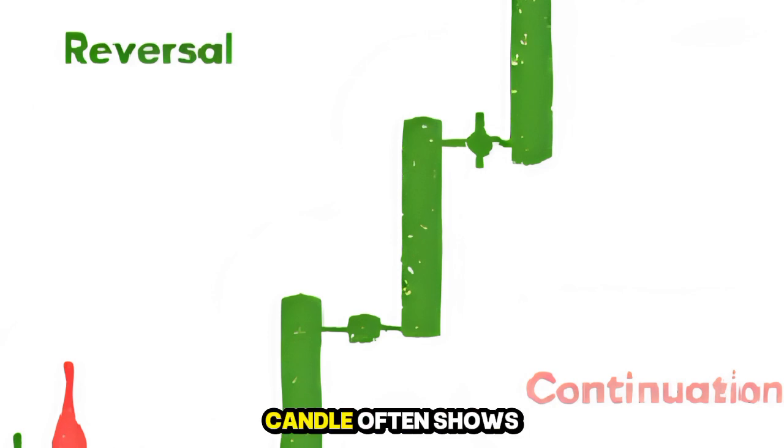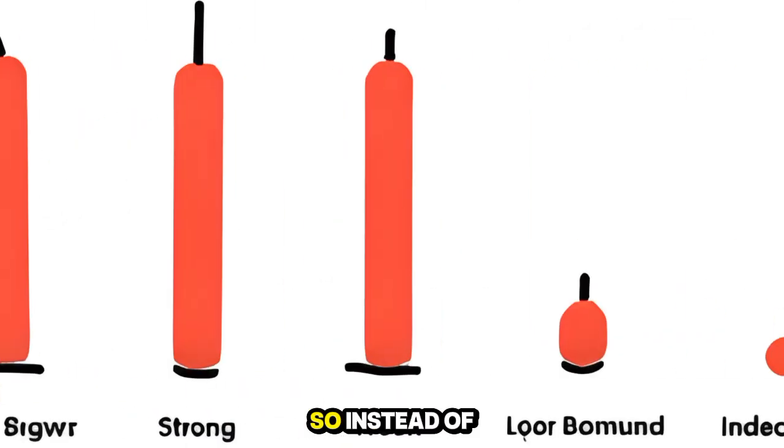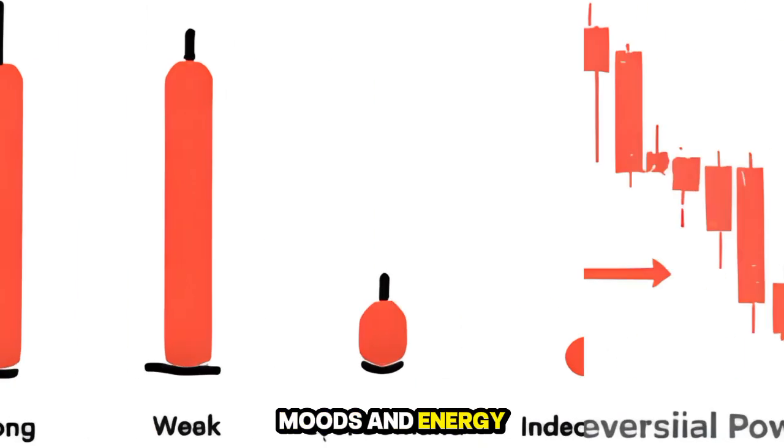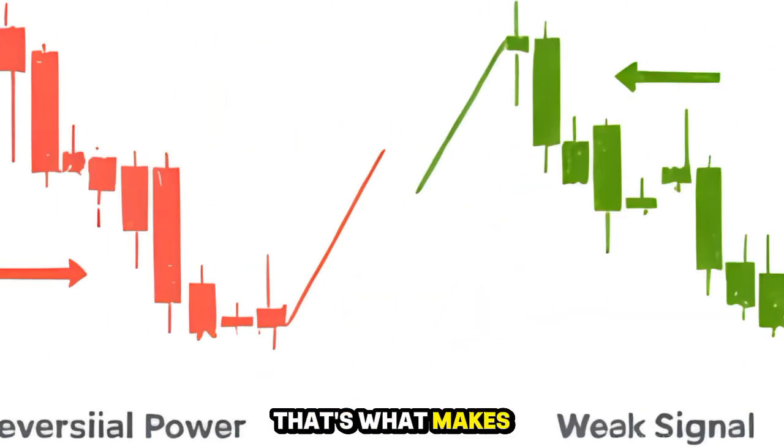A long red candle often shows fear, sellers rushing to exit. Small candles suggest hesitation. Neither side wants to take big risk. So, instead of reading just numbers, you are reading moods and energy. That's what makes candlestick charts so powerful.